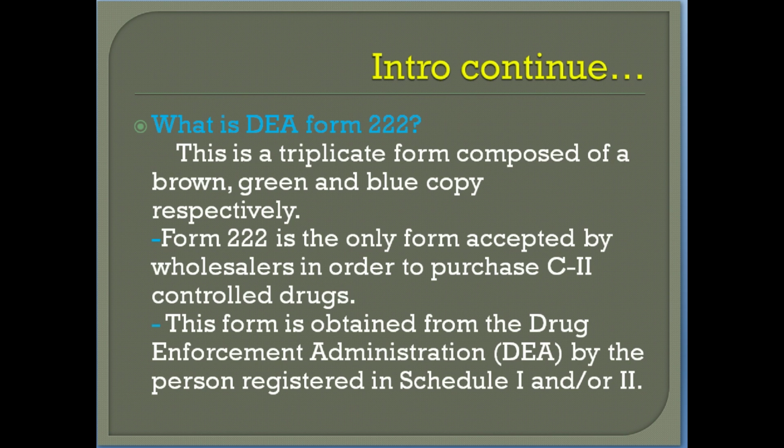What is DEA Form 222? This is a triplicate form composed of a brown, green, and blue copy respectively. Form 222 is the only form accepted by wholesalers in order to purchase C2 controlled drugs. This form is obtained from the Drug Enforcement Administration by the registered person in Schedule 1 and/or 2.